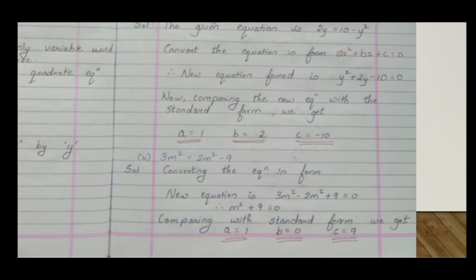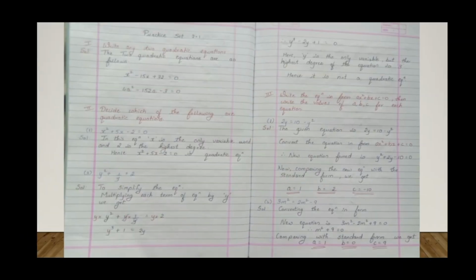Comparing this equation with the standard form ax square plus bx plus c is equal to 0, we get a is equal to 1, b is equal to 0 as there is no variable term in between m squared and 9, and c is equal to 9. This is how we do the first 3 questions of the exercise. Now let us move on to see what we have in the further questions of practice set 2.1.